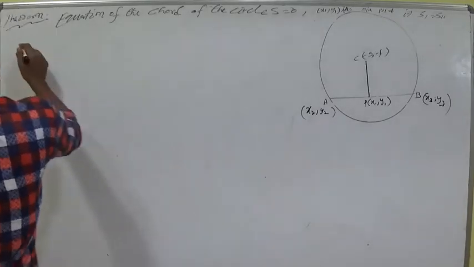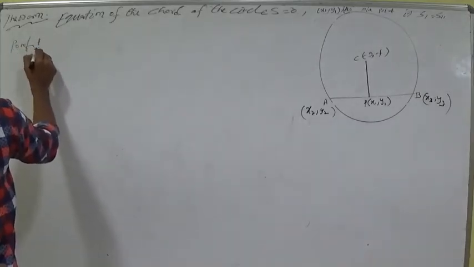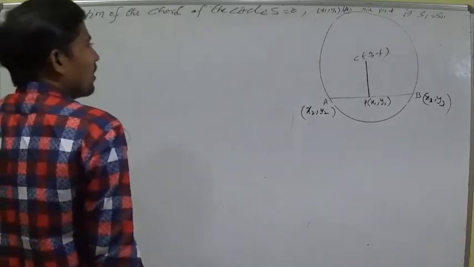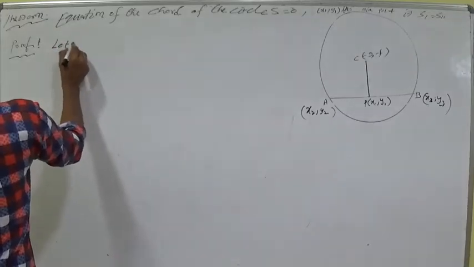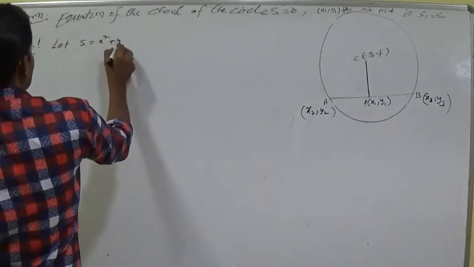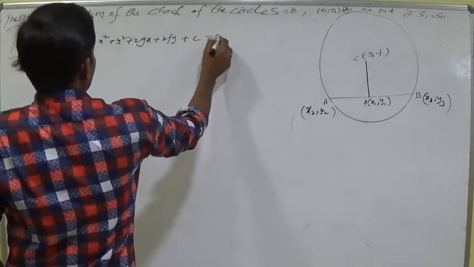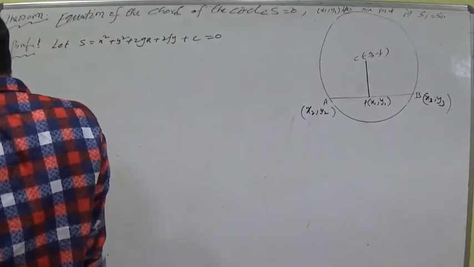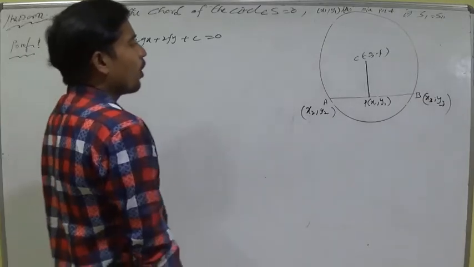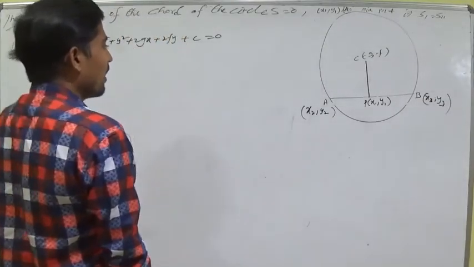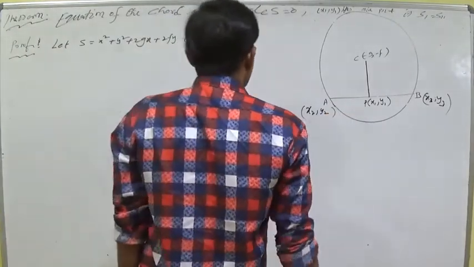See, now the proof. Let S equal to x square plus y square plus 2gx plus 2fy plus c equal to 0, and A and B are points on a circle. So the chord is AB.